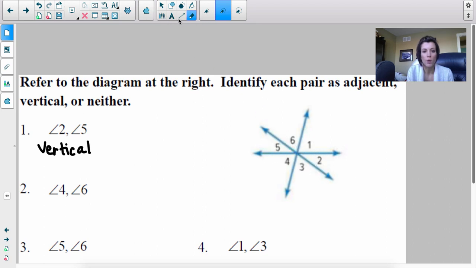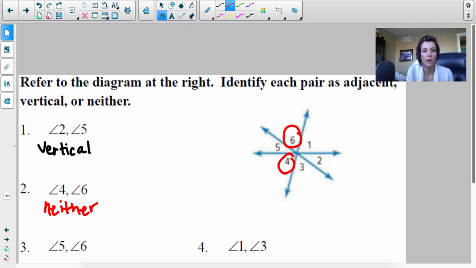On to number 2. What do we got? Angle 4 and angle 6. They're not next door to each other. They're not across from each other or opposite of each other, so we're going to call them neither. No fancy words for angle 4 and angle 6. Put 5 in there, and then you could use supplementary.